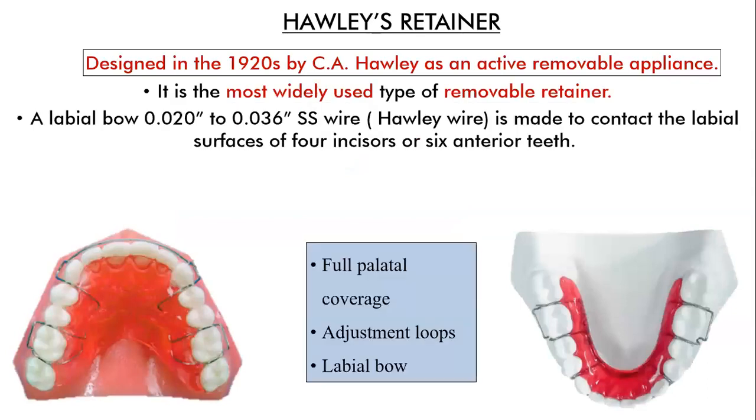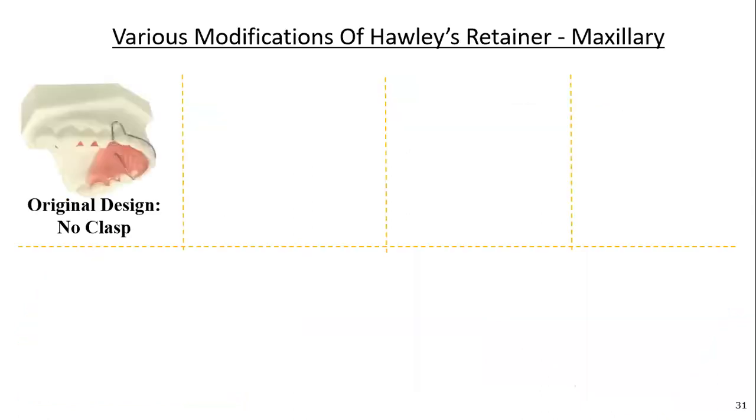I'm sure you would have seen a Hawley appliance. A Hawley appliance is basically an acrylic plate. You have a labial bow and you have an Adams clasp. The original type had just the labial bow, but the clasp came in later, giving more retention. You have a 0.020 or 0.036 inch stainless steel wire, and you give a Hawley appliance. You can give a Hawley appliance with a long labial bow, short labial bow, fitted labial bow, whatever. The design of it being an active removable appliance with a labial bow and an Adams clasp is the Hawley appliance.